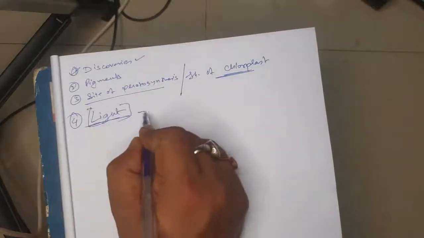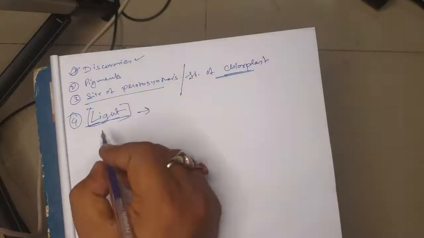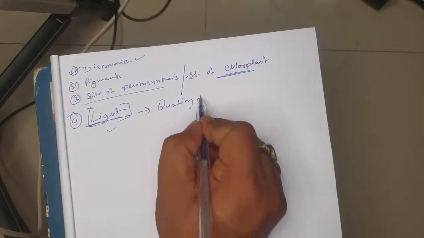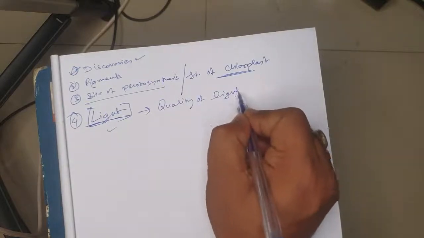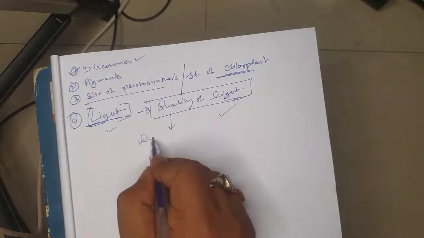When we talk about light, later on we will talk about the intensity or amount of light. Here we will talk about the quality of light and not the quantity of light. Quantity of light we will understand later, under factors which affect photosynthesis, the intensity or amount of the light. But here we will try to understand the quality of the light, and when I say quality of the light, that means the wavelength of the light.